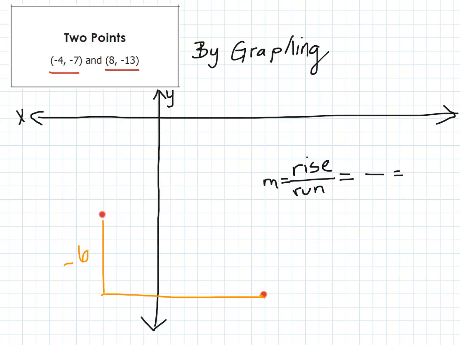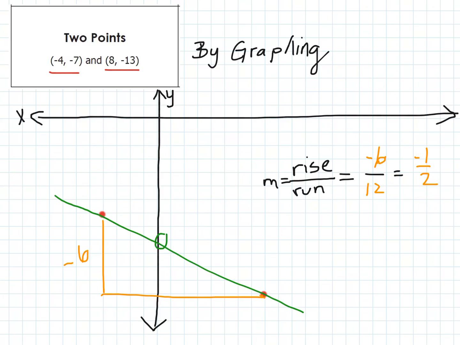Okay, so I'm going down 6 and over 12. So -6 over 12 is -1/2. There we go. So now we have a slope. The next thing I'm going to do is to connect these points and try to figure out where they cross over the y-axis. And it looks like it might be right here.